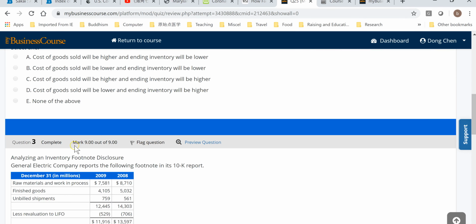So yes, you can see through this mark, 9 out of 9. So that means I got all these answers correct here.